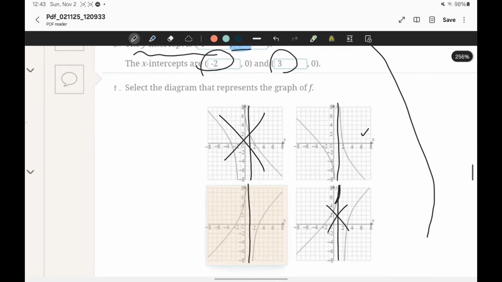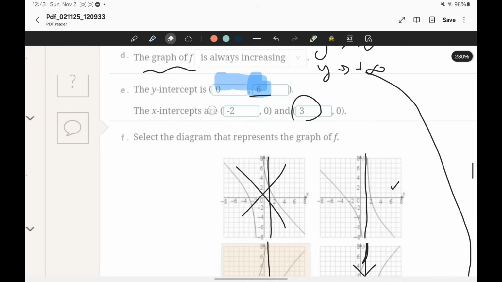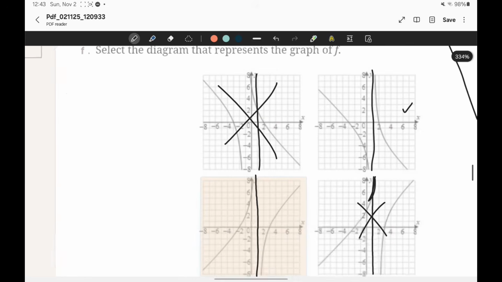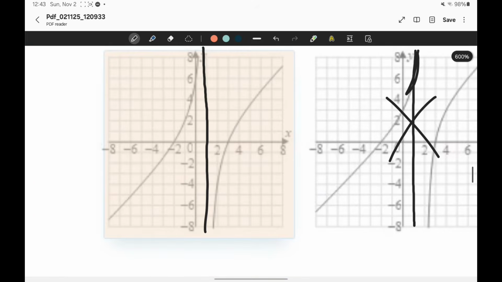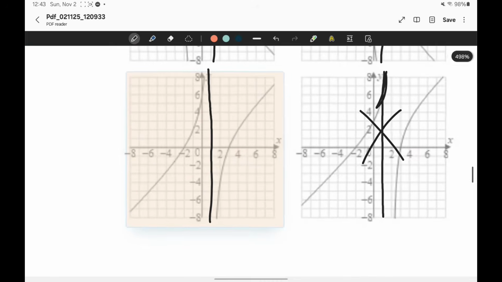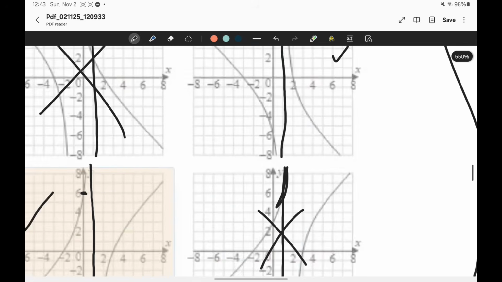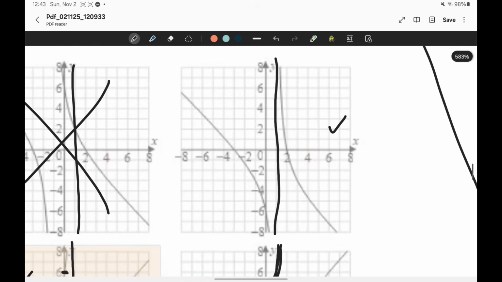To know which one's correct, we'll look at the x and y intercepts. We can see that it goes through the point (0, 6). So we'll look here: x is 0, y is 6, it goes through it, so this one could be correct. And here we look at (0, 6), this point, it doesn't go through, so this one is wrong.